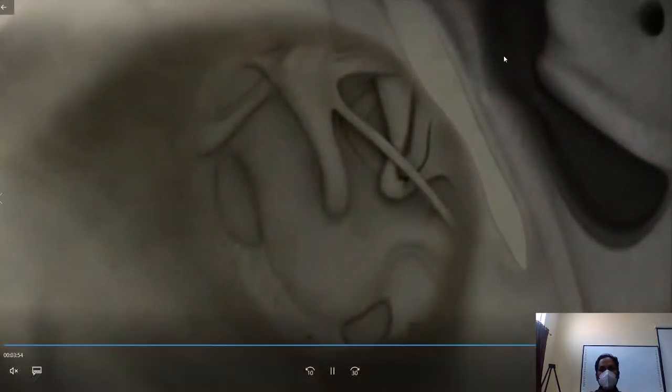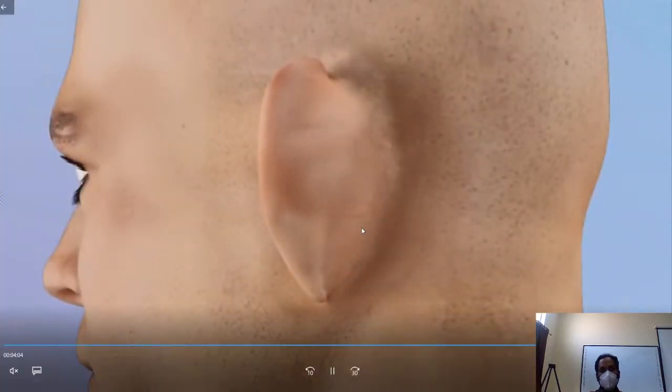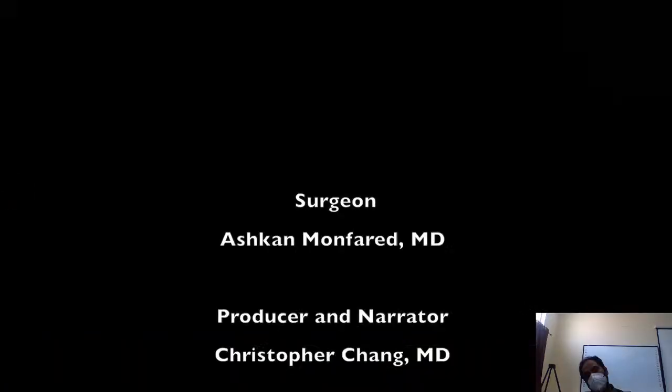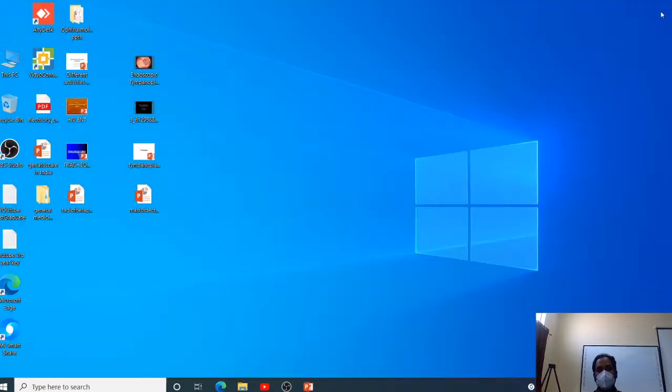Okay, so this is the tympanic membrane. You remove that, you can make the entire mastoid cavity into a single cavity. Okay, this is a total complete mastoidectomy, and again you suture it. So this is the surgery of mastoidectomy.